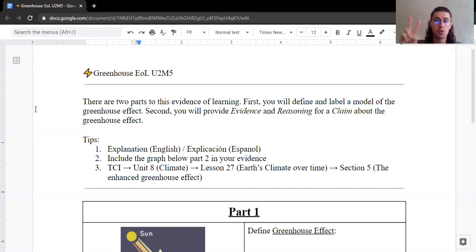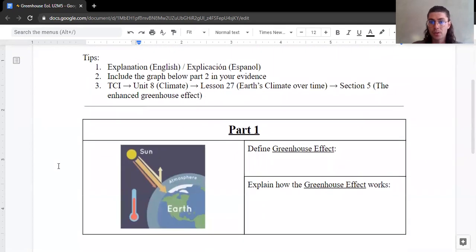This evidence of learning has two parts. First, you're going to explain and define the greenhouse effect. That will happen in this first table. You can use this image to help you explain how it works in detail, and you can use your understanding and resources to help define the greenhouse effect in this first space.